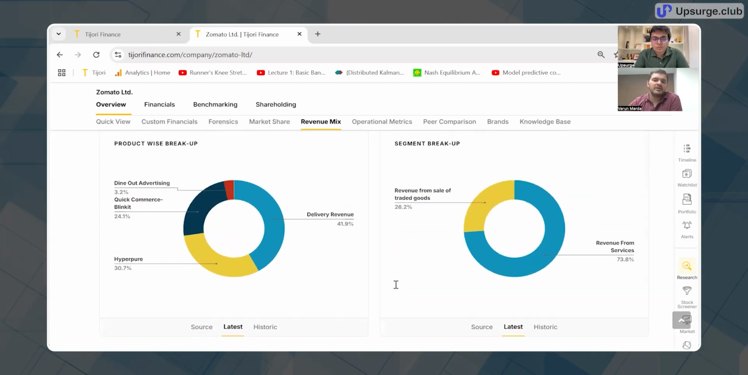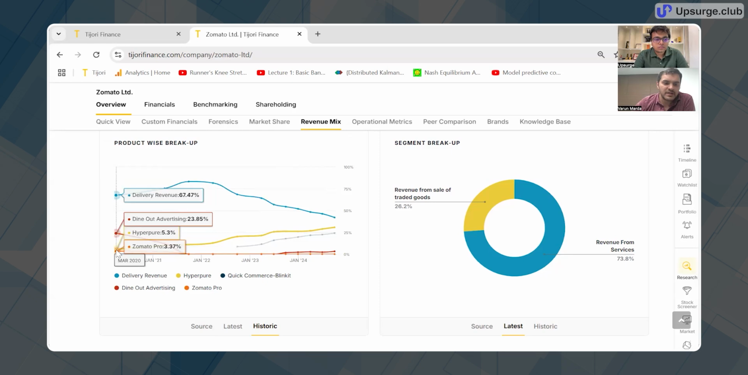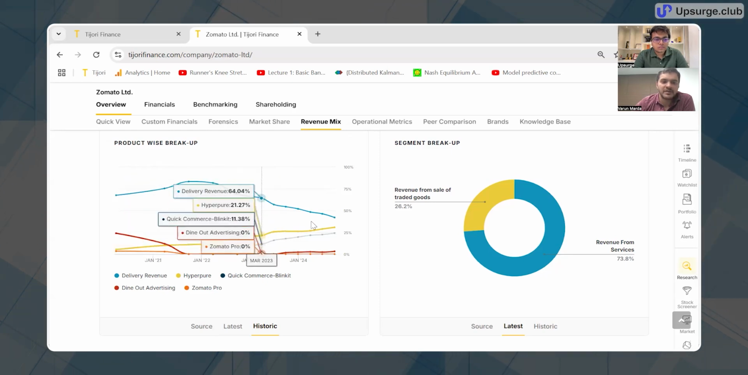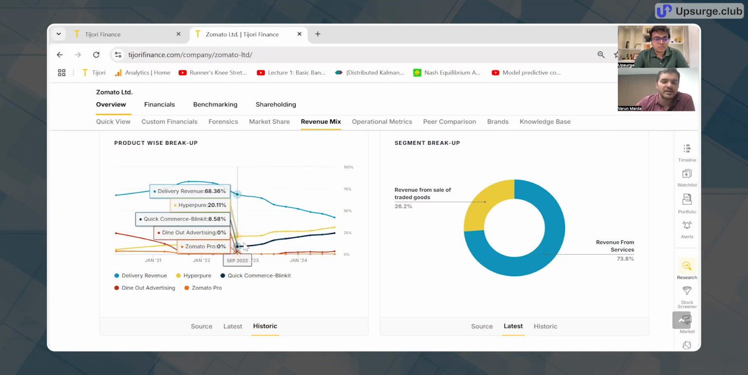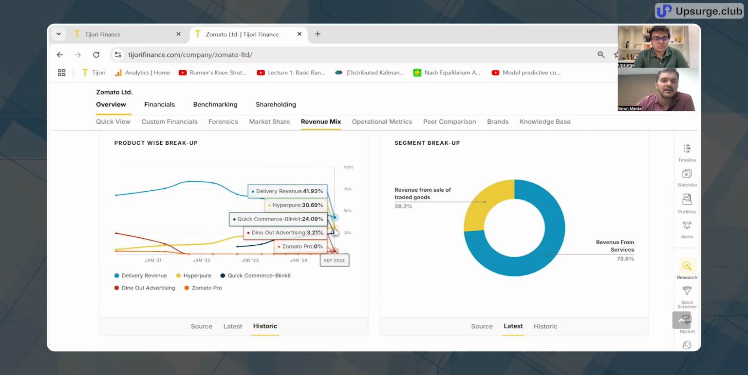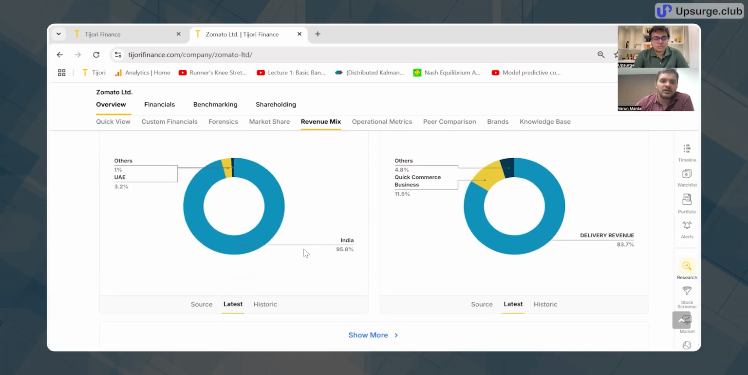Yeah. So this is the revenue mix. It gives you a detailed breakup of the business of the company. You can check it on a historical basis. You can see that Hyperpure was 5% some time back and is 30% now. Blinkit was nothing, 8% just 2 years back and is 24% now. And it gets 3% of revenue from UAE. I didn't know that. So you can just get a detailed pie chart or cross-sectional view on what the business of the company looks like and how it's trending.